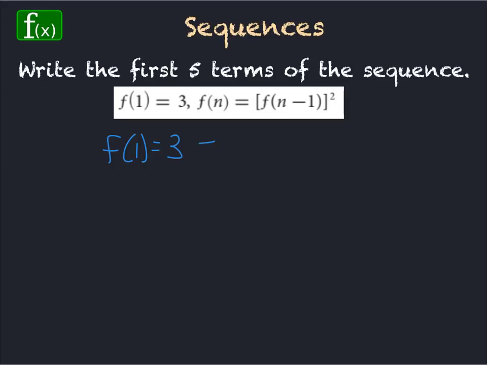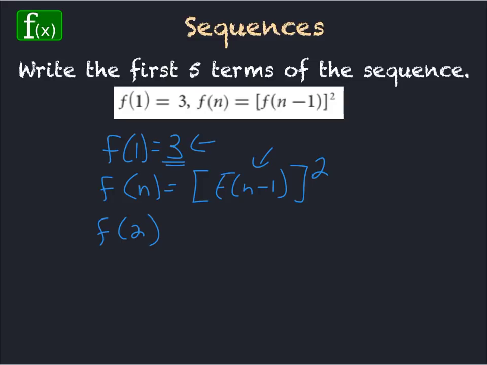Well, we have our first term, which is right here, and we have our function, which is f of n equals f of n minus 1, and that's all squared. And remember, this f of n minus 1 just means your previous term. So if we're looking for f of 2, what was our previous term? F of 2, previous would be f of 1. What was our term at f of 1? 3. So this entire thing here would just be 3, and that's squared. 3 squared is 9.